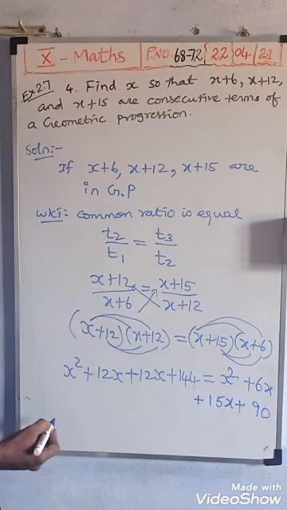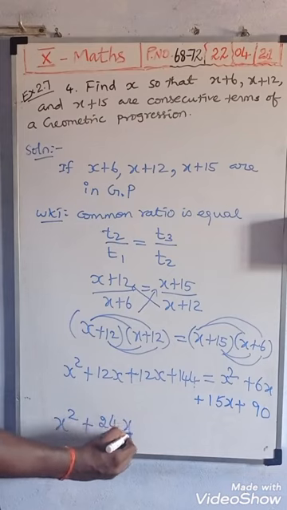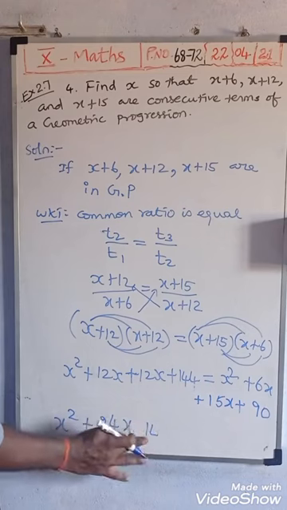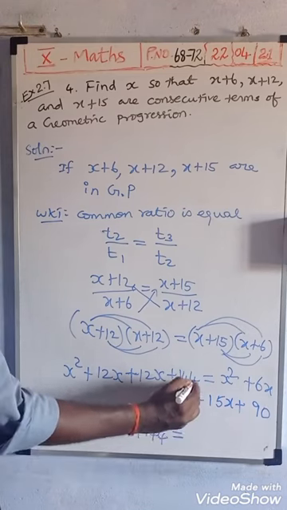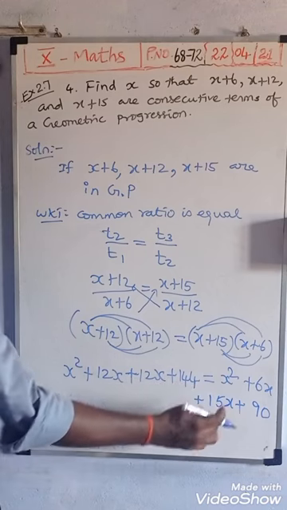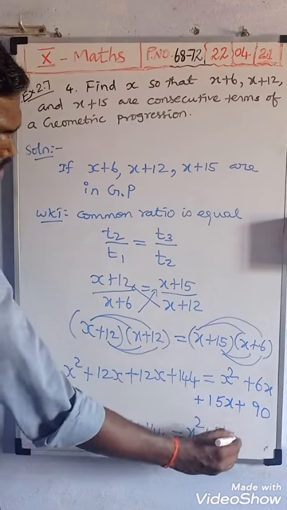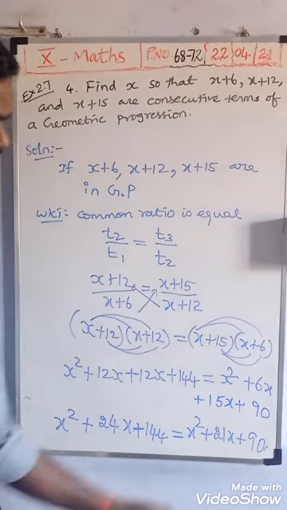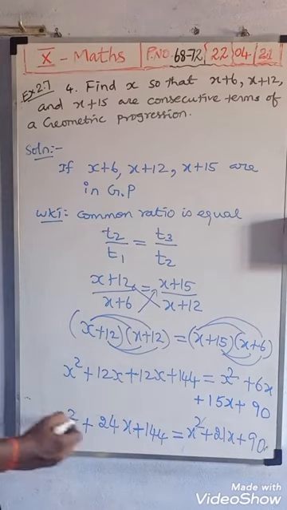Now simplify this. x squared plus 12x plus 12x you should add, means 24x, plus 144 is equal to, on the right hand side, x squared plus 6x plus 15x you should add, 21x plus 90. Now on both sides the x squared term is common, so the x squared term on both sides will get cancelled.